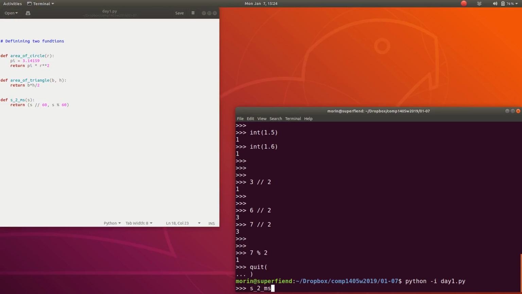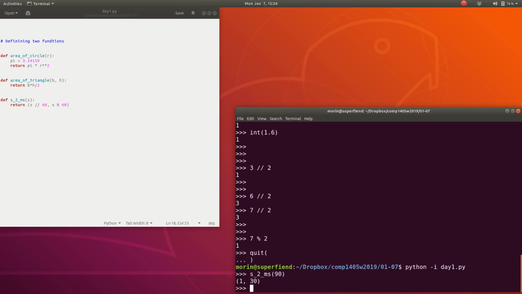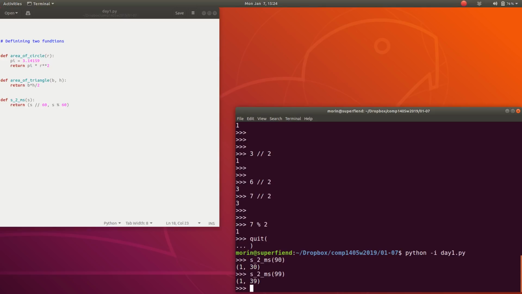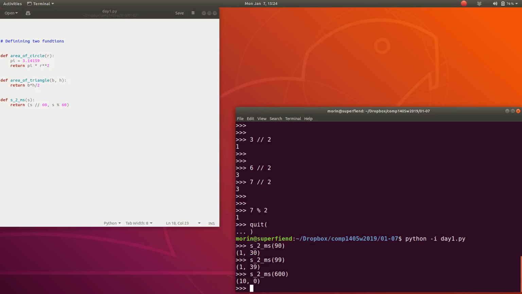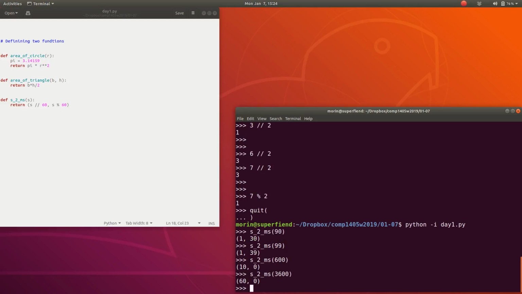Let's try 90. 1 minute, 30 seconds. Try 99. 1 minute, 39 seconds. 600 seconds. How many minutes? Seconds? This is one you can figure out. 10 minutes. 3,600 seconds. 60 minutes or 1 hour.